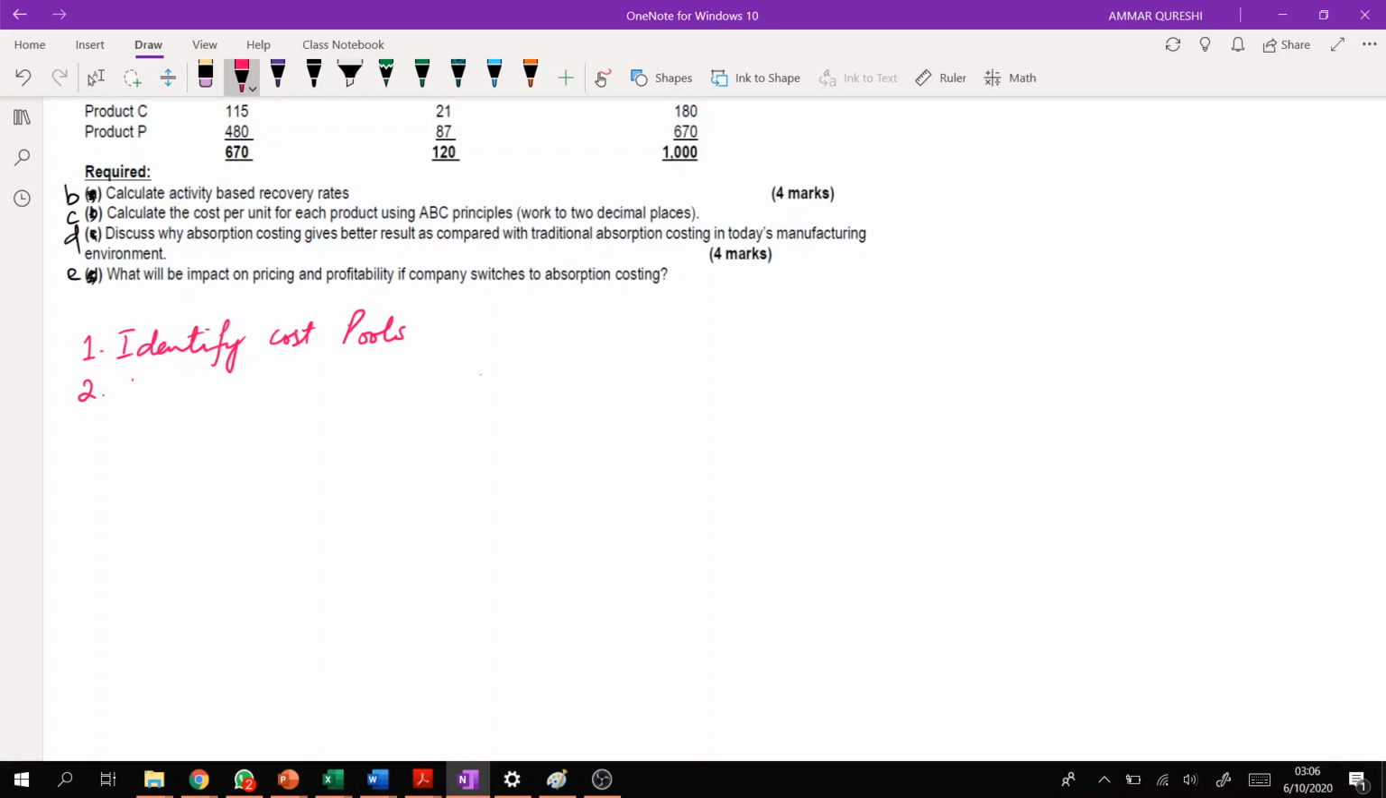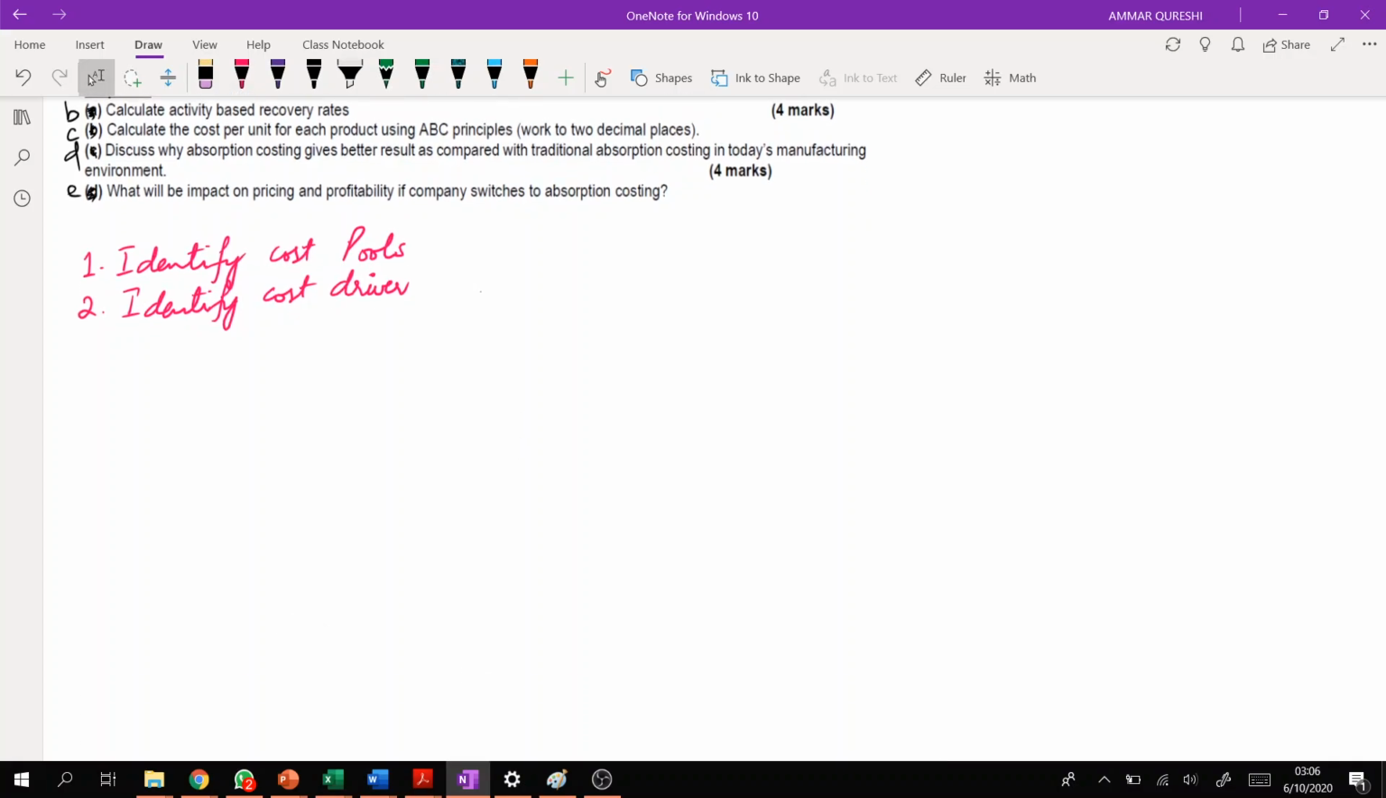Then you have to identify cost driver. Cost driver in the sense, for example, if there is machine related cost, on what basis can it be distributed? If it's labor related cost, on what basis can it be distributed? If it's quality control cost, on what basis can it be distributed, right? So you need to identify cost driver. Usually cost drivers are given in the question. You don't need to search for them. In the majority of cases, they are given in the question, right? It's not a big deal.